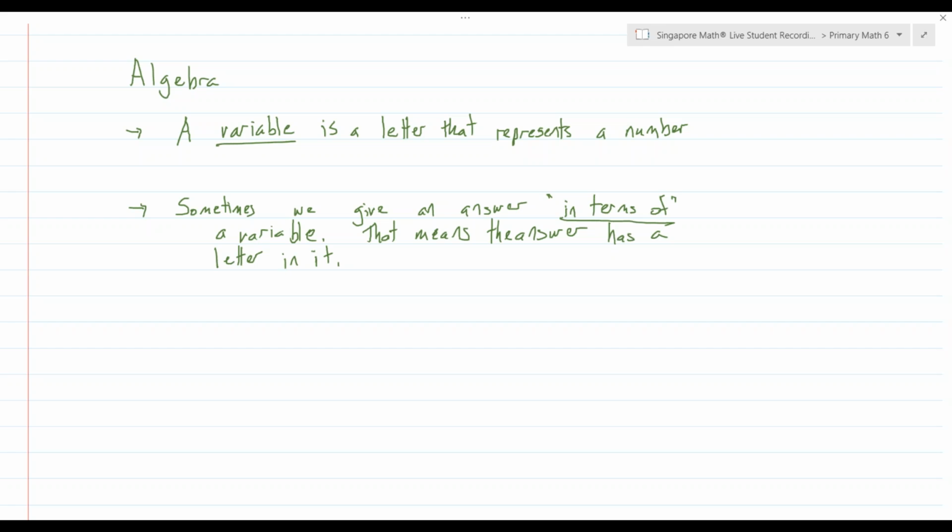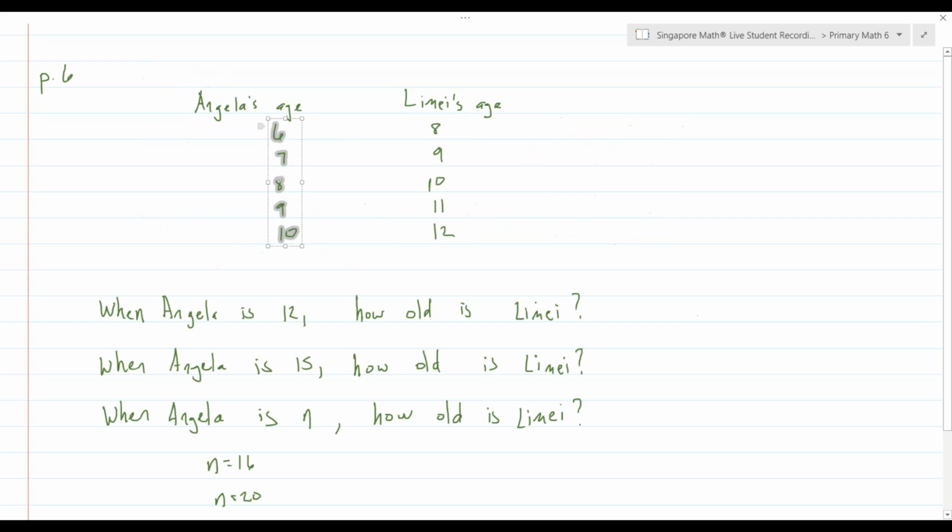Another thing to know is that sometimes they say, give the answer in terms of a variable. What that means is that the answer is going to have a letter in it. We'll do some examples of that in a minute, but when you see "give the answer in terms of," that's your cue to think, oh, I'll have a letter in my answer.